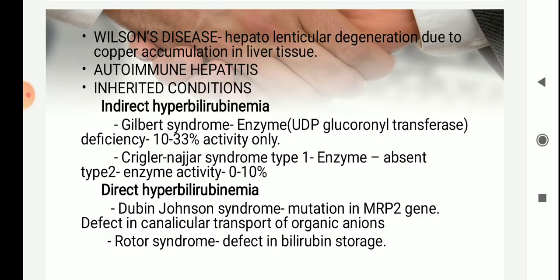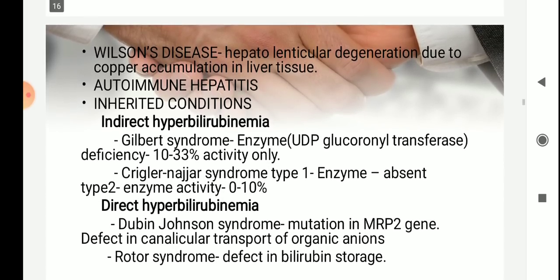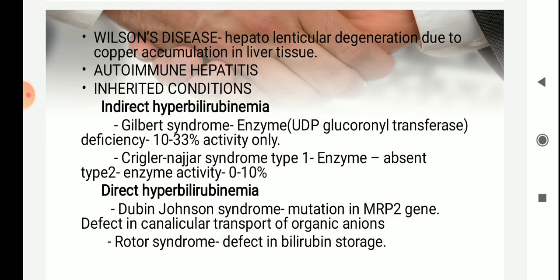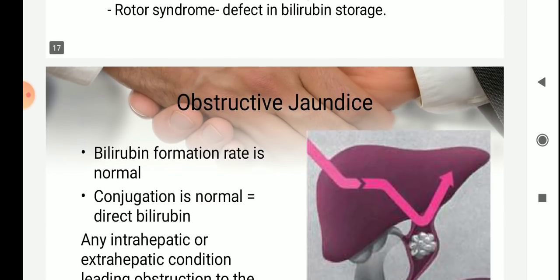Wilson's disease, that is hepatolenticular degeneration, which we have already studied, due to copper accumulation in the liver tissues. Then autoimmune hepatitis. Then inherited conditions. What are those? Gilbert syndrome due to UDP glucuronyl transferase deficiency. Crigler-Najjar syndrome, also an enzyme deficiency. Direct hyperbilirubinemia: Dubin-Johnson syndrome, wherein there is a mutation of a gene, and Rotor syndrome. So these are the inherited conditions of hepatic jaundice.